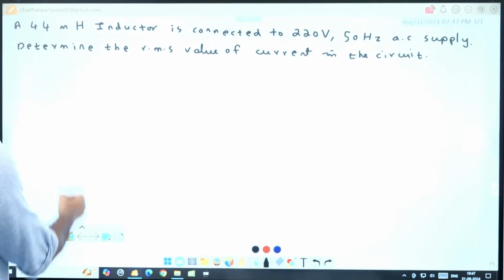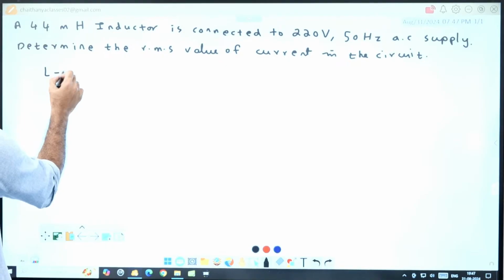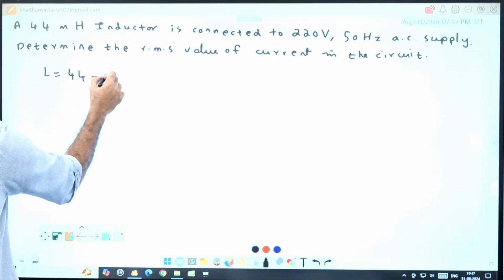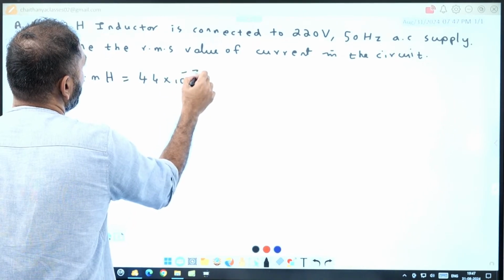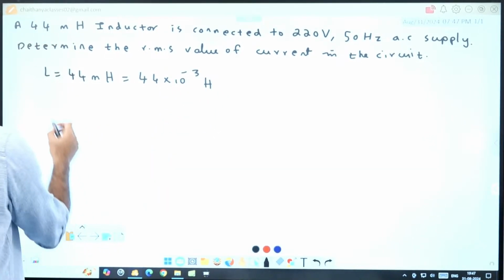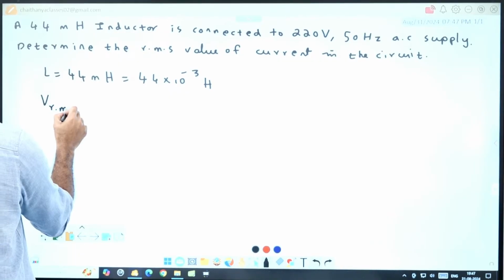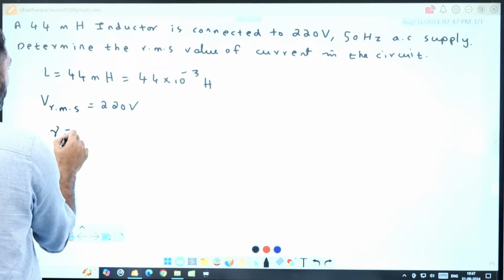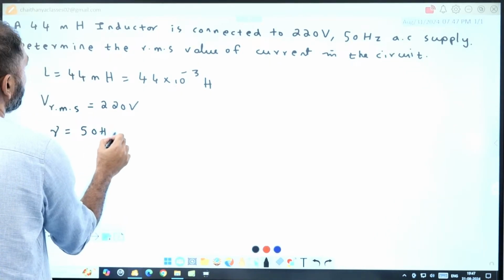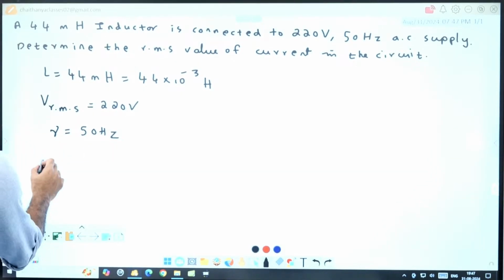See, L is equal to 44 millihenry. That is L equal to 44 into 10 raised to minus 3 Henry. Connected to VRMS is 220 volt. And the frequency is 50 hertz. Determine the RMS value of current, IRMS.